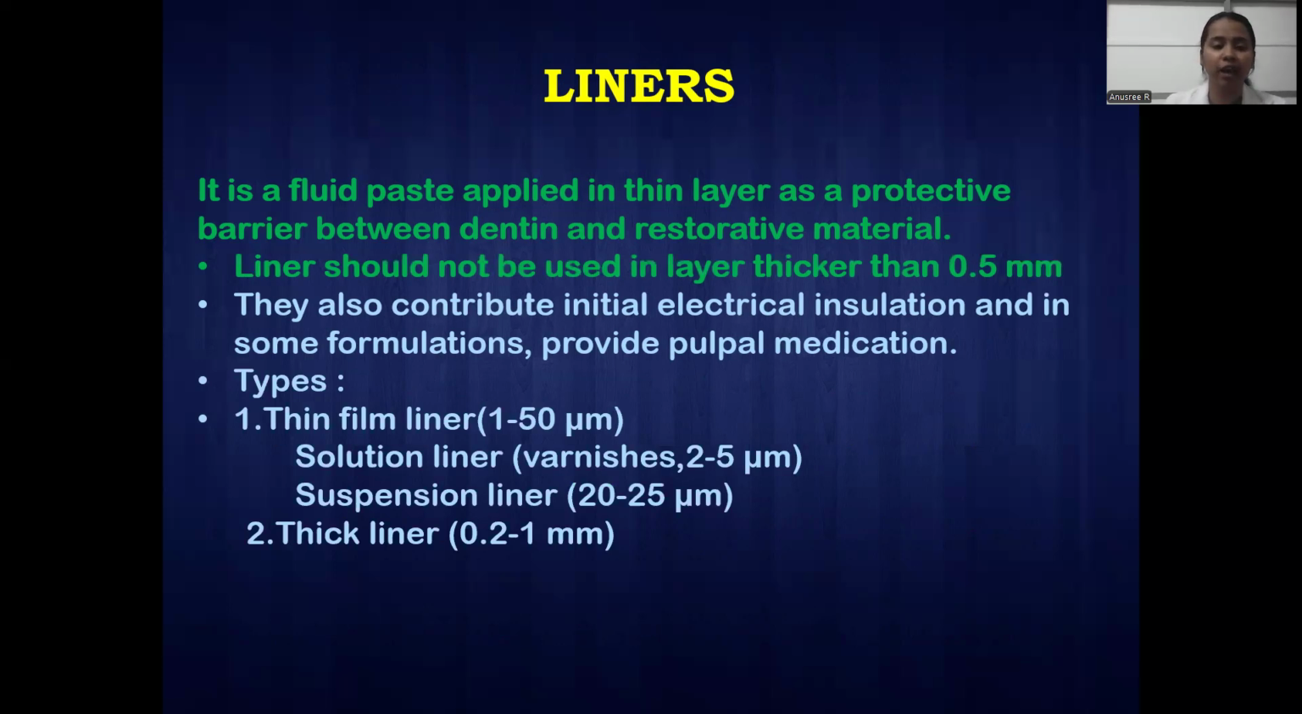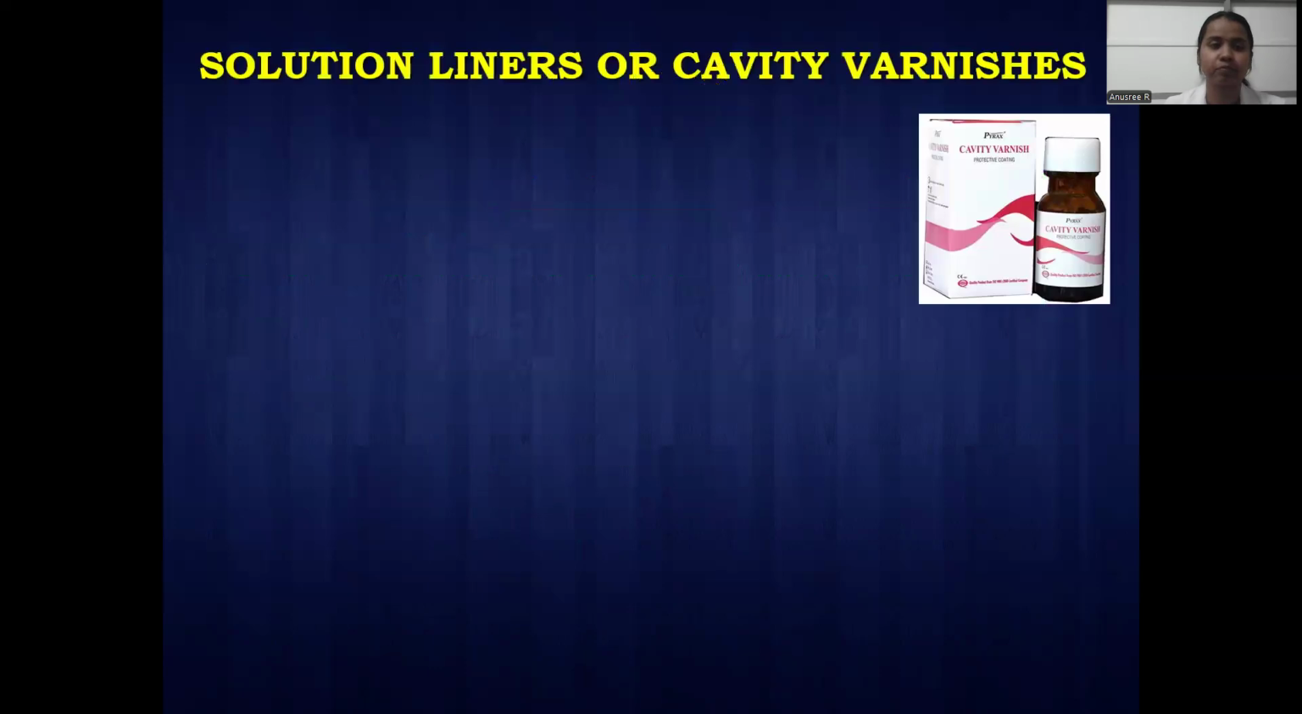Liners can be divided into two, that is, thin film liner and thick film liner. Thin film liner will have a thickness of 150 micrometer, whereas thick film liner will have a thickness of 0.2 to 1 millimeter. Thin film liner can be again divided into solution liner and suspension liner.